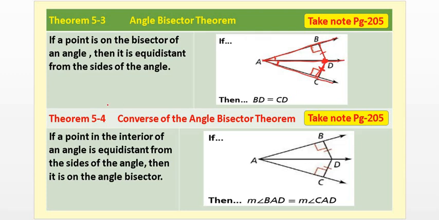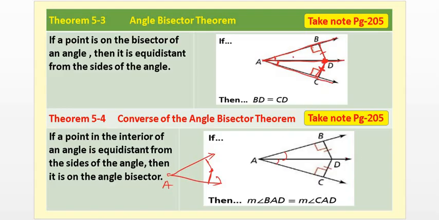Okay. The converse of this theorem is: if a point is in the interior of an angle, meaning I know that this is an angle, for example this is angle A, I have a point in the interior of this angle, and this point is equidistant. If this point has the same distance to this leg and the same distance to this leg, then we can say yes, it is on the angle bisector. That means this point will actually be on the angle bisector, and we can conclude that angle BAD will be congruent to angle DAC.